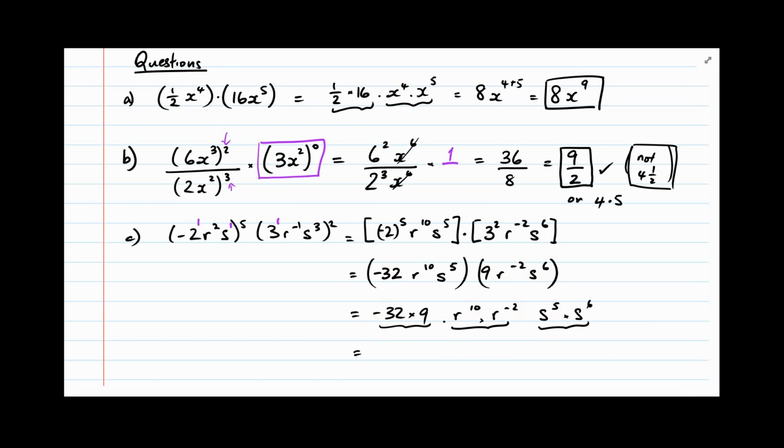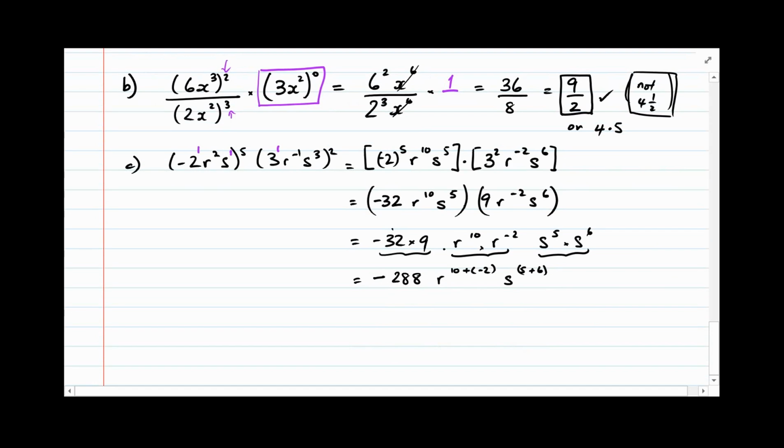Okay, so let's check out what we get here. We'd end up with a negative number. 9 2s are 18, carry 1, 9 3s are 27, that's 288. We are multiplying, so I need to add the 5th power plus 6. And let's look at our final result here. So -288, r to the 8th power, and s to the 11th power. So this would be our final answer.